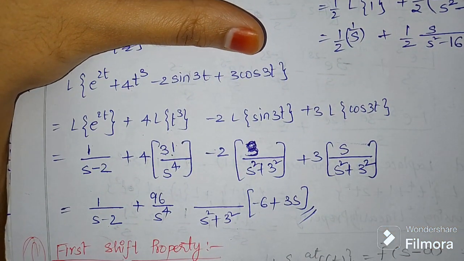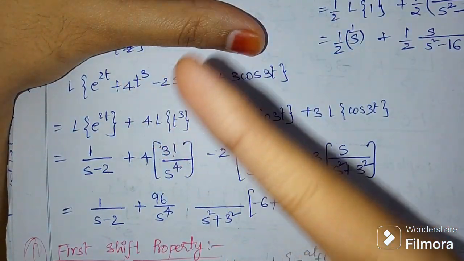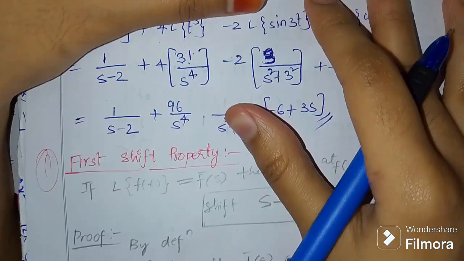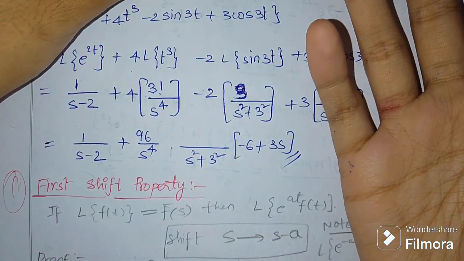Now you are good with one property, which is called linear property. It's a very basic property, so we don't even consider it as a property.